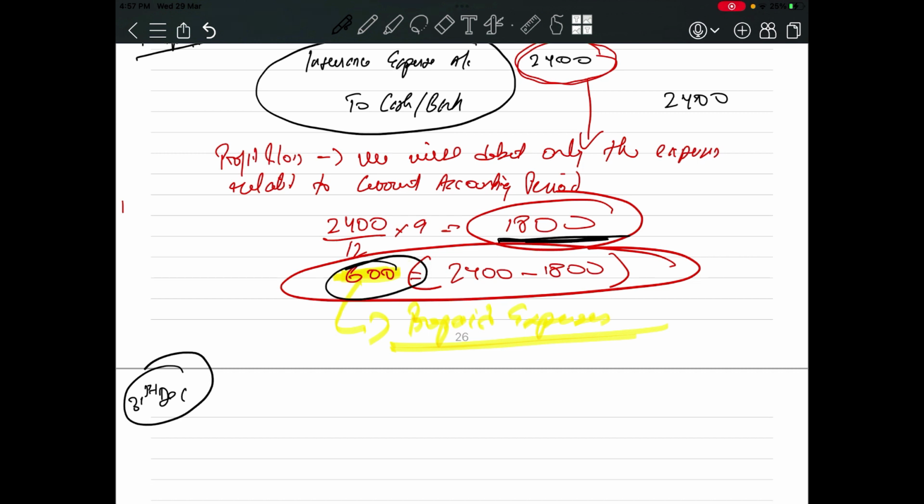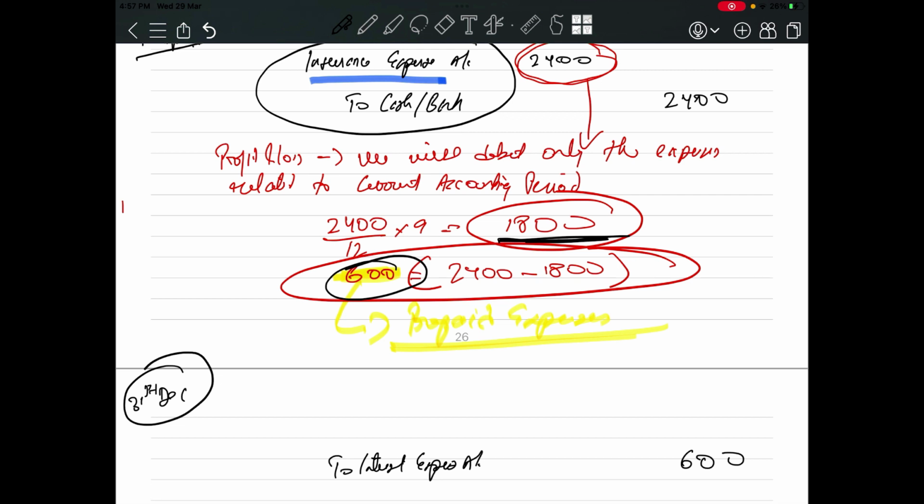So now what will be the journal entry? If I have debited insurance expense account, now if I have to reverse, what will be the entry? I will have to credit insurance expenses account. Now with what amount? With 600. Now what will I debit? I'll have to debit something, na?